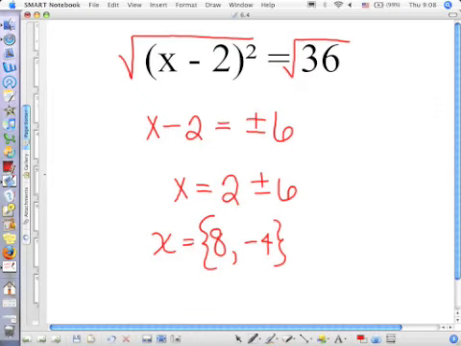If you plug that back in to check, 8 minus 2 is 6, and 6 squared is 36. Negative 4 minus 2 is negative 6, and that squared is 36. Okay?